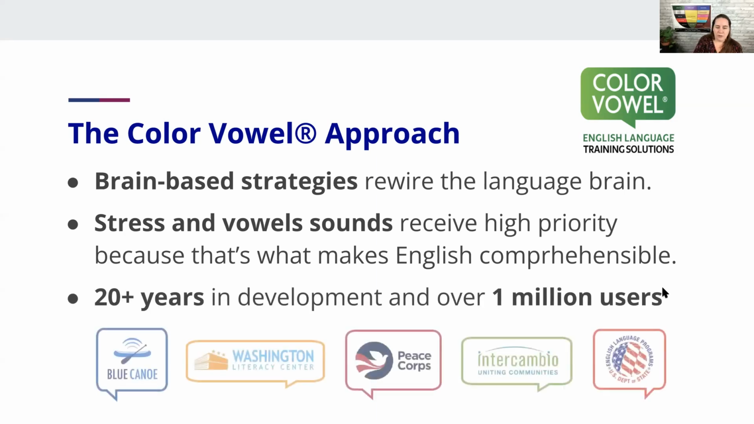We've been doing this for over 20 years in development with our wonderful partners, reaching over 1 million users around the world. Our app, Blue Canoe, will figure highly in today's presentation. We work with organizations like the Washington Literacy Center, Peace Corps, Intercambio, and the US State Department. So we've been working with partners to make sure that what we do is highly relevant to your learners.